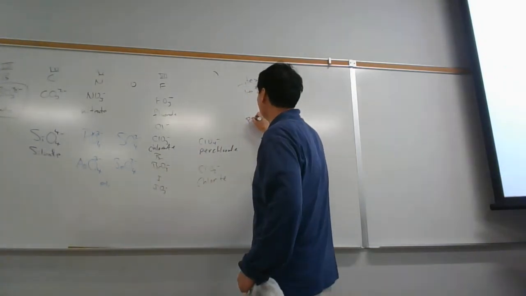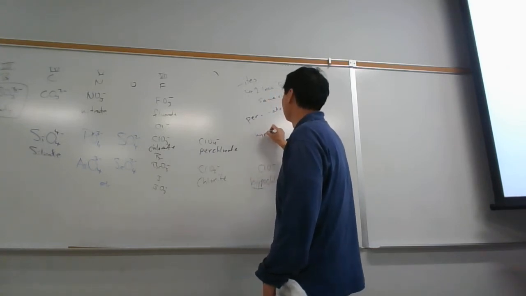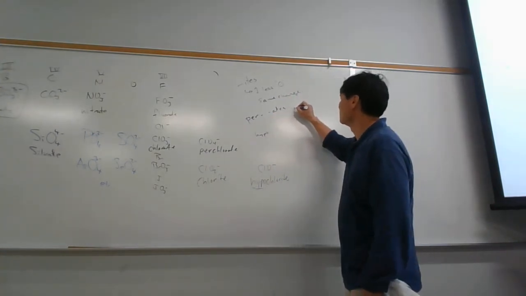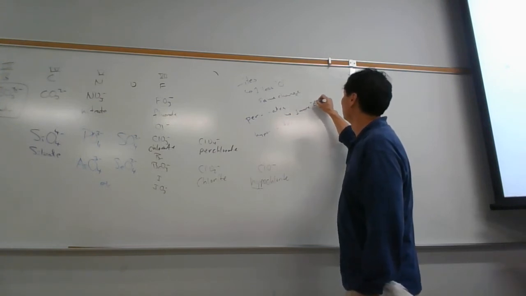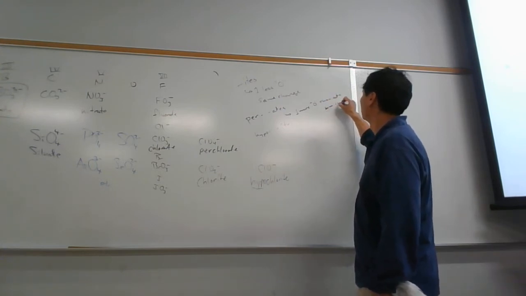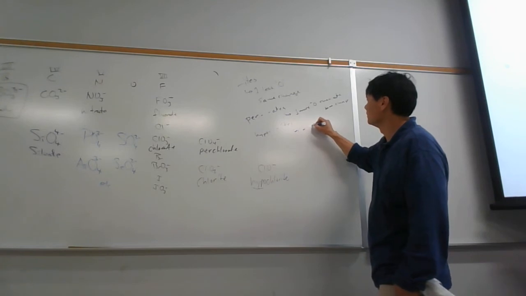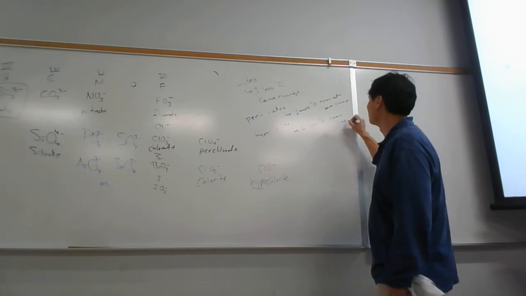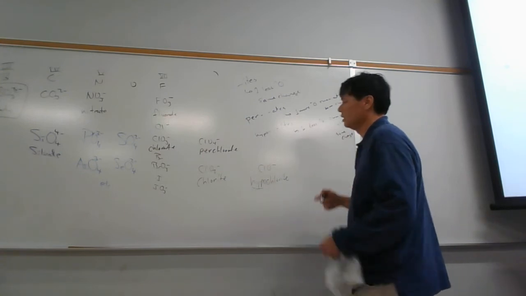And then we have the per-ates and the hypo-ites. The per-ates have one more oxygen than the ates, same charge. And the hypo-ites have one less oxygen than the ites. Same charge. So we can figure out a lot of ions based on these patterns here.